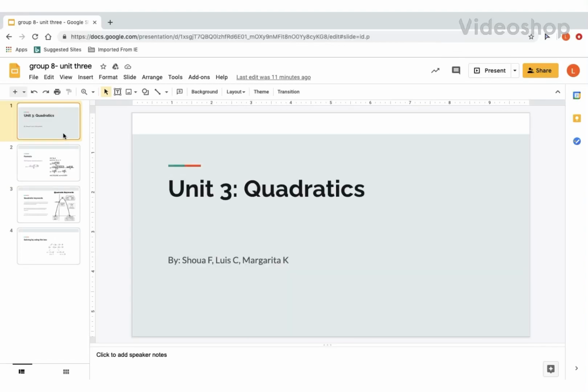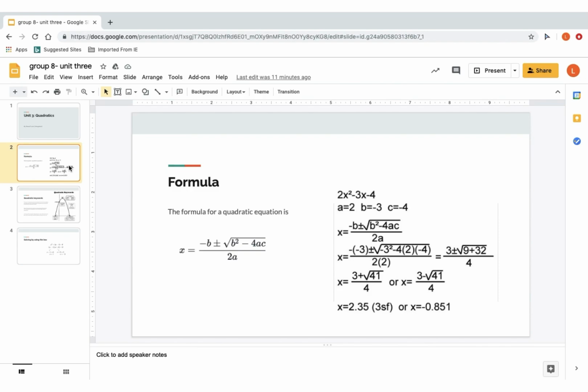Unit 3, Quadratics. In this lesson, we'll be covering the formula for a quadratic equation, the box method, and keywords. This is the formula for a quadratic equation.